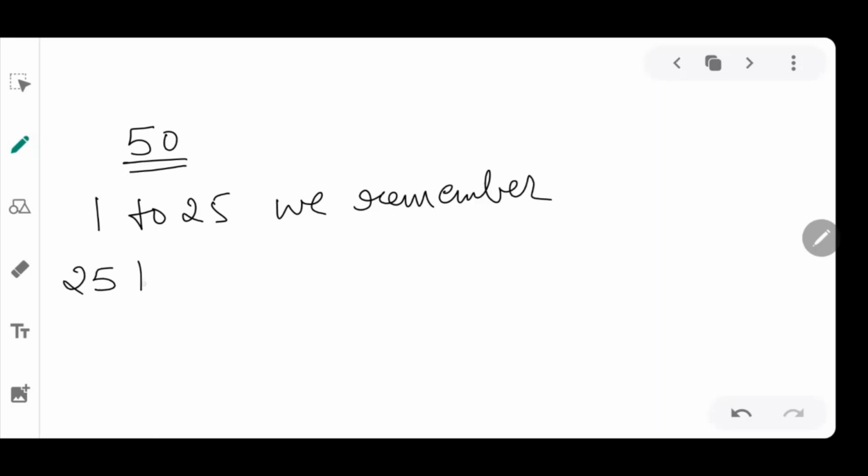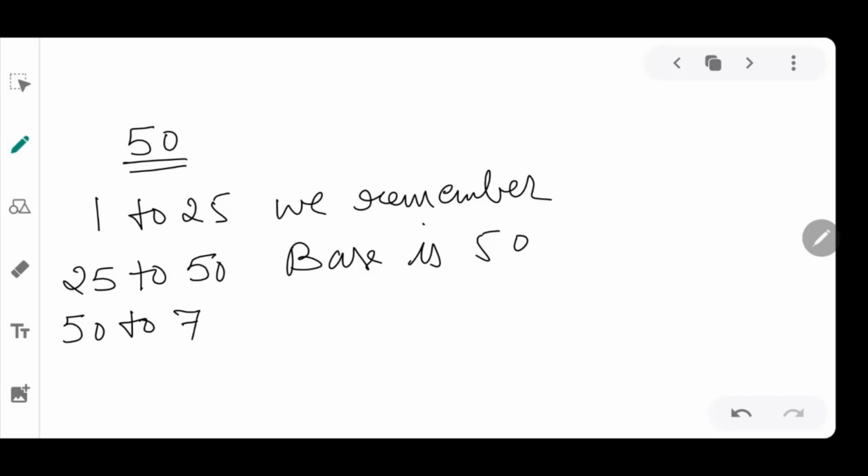If it is from 25 to 50, base is 50. If we take 50 to 75, base is again 50. If it is 75 to 100, base is 100. Okay, so let's take an example.